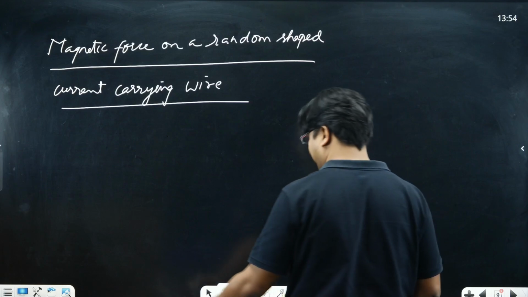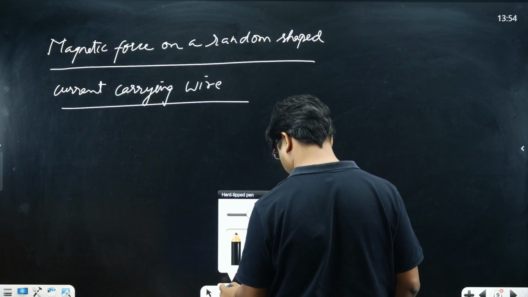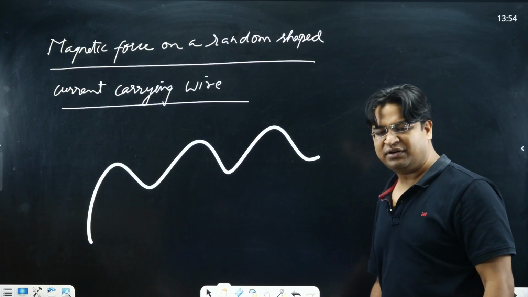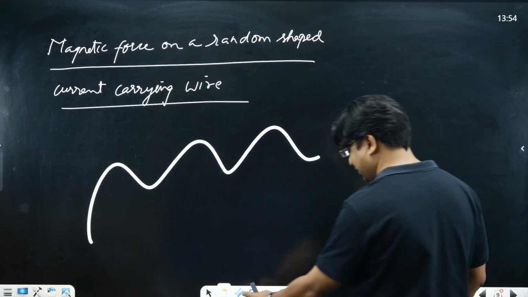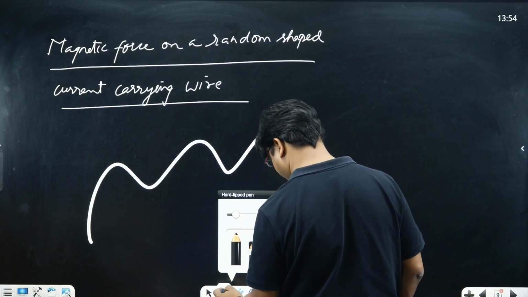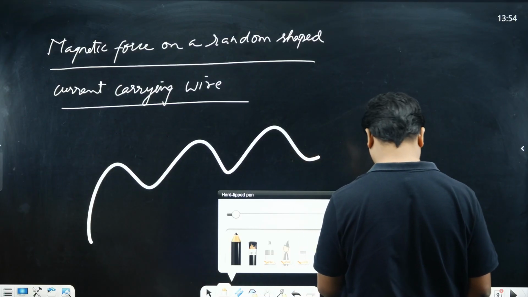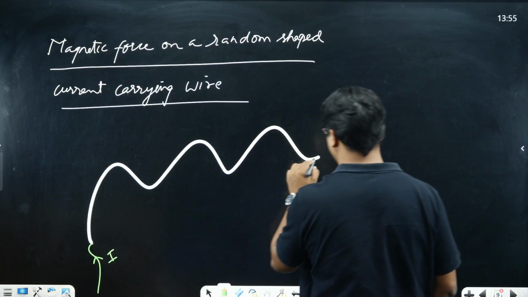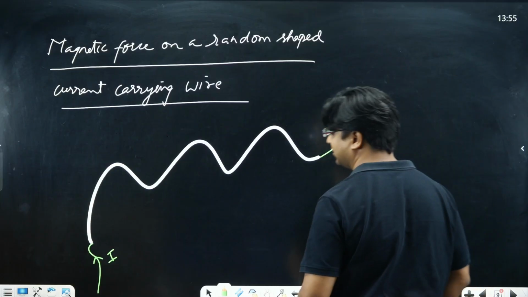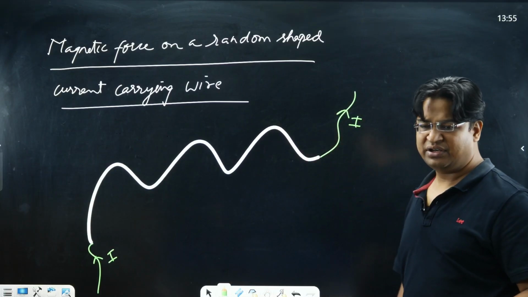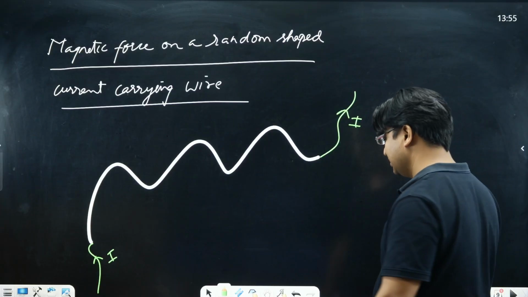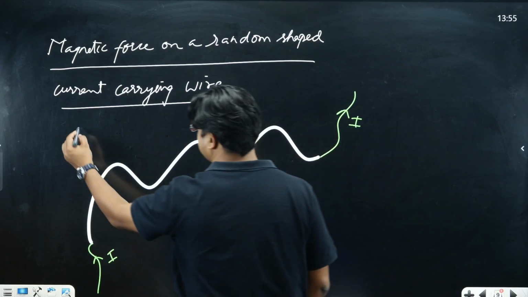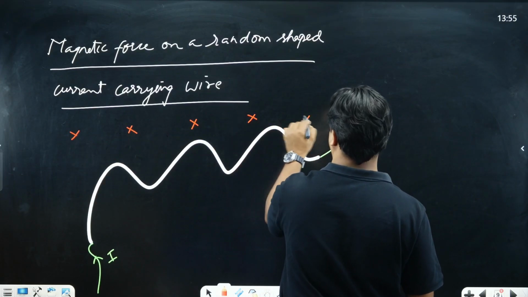So suppose we have this kind of a rod or wire, whatever you want to say, in which current is present. Current I is coming from here, going like this, and let's say there is a magnetic field in space. For the sake of simplicity, let's just say that the magnetic field is inwards right now.